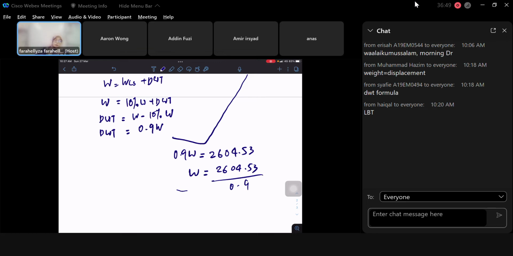Okay, then you search for DWT because the question asks you to determine the maximum amount tons of iron ore. So basically maximum amount tons is the WT, which is the weight of cargo. This one is total weight, so 0.9. So the DWT is 0.9 of the total weight. So what do you get for DWT? Can anyone try to calculate this one?